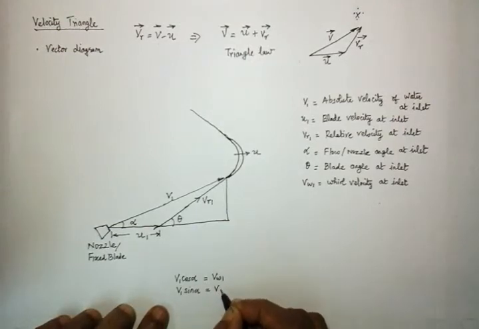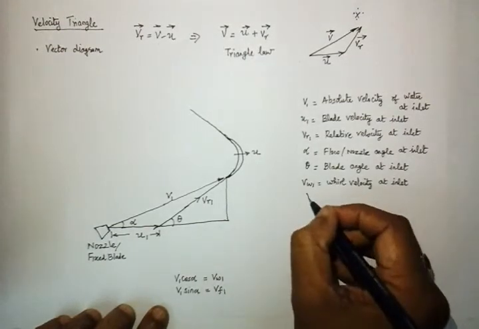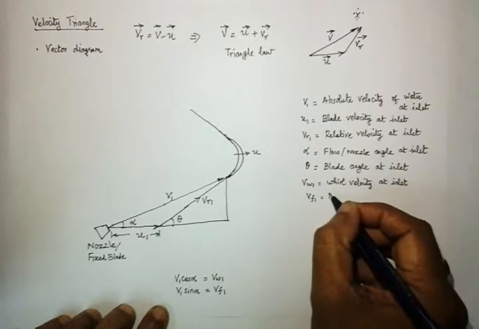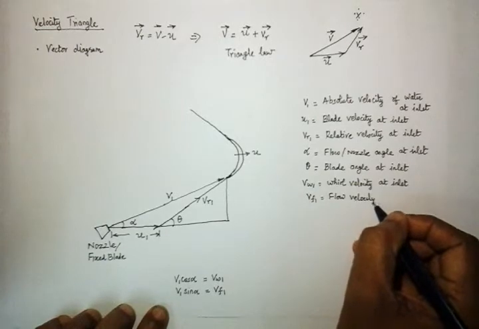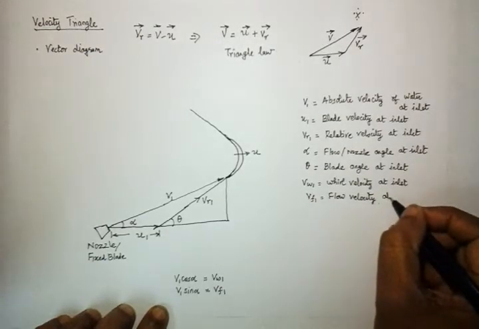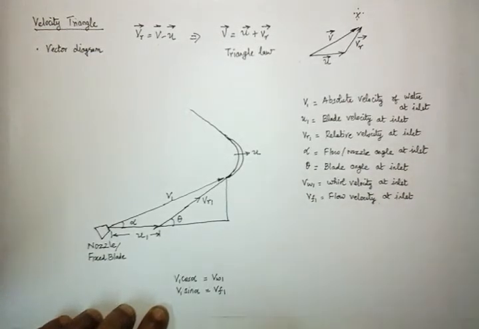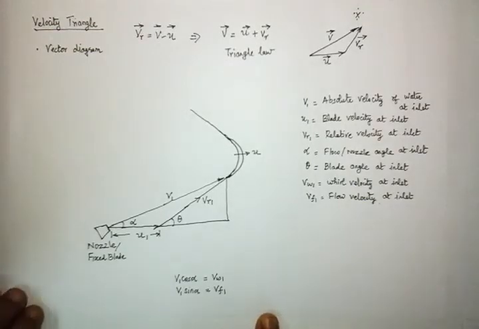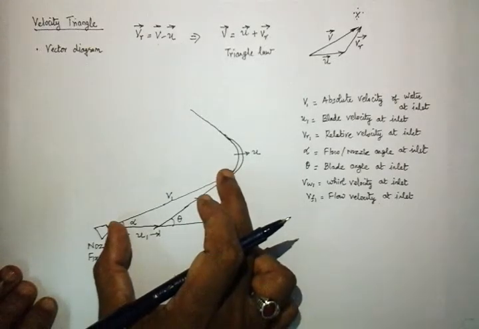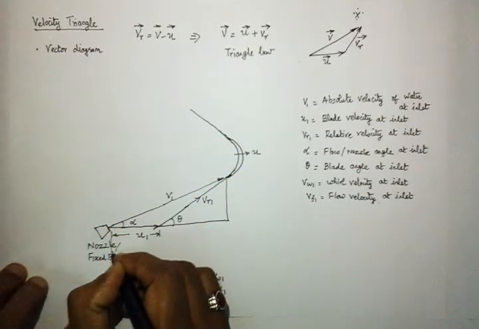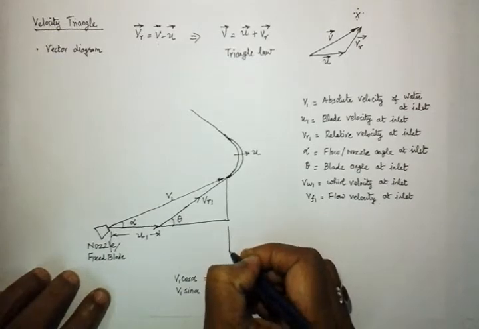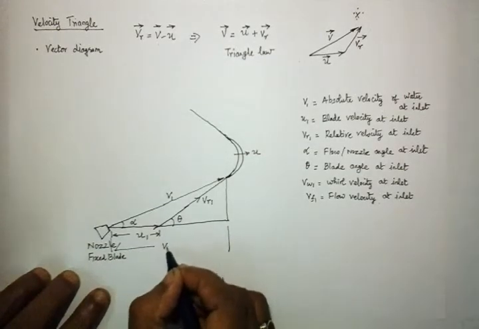Similarly, V1 sin alpha is Vf1. It is the flow component of velocity, or simply the flow velocity at inlet. So where do we represent these two components in the velocity triangle? So this is v1, and the component of this velocity vector in the direction of the blade, starting from here up to this point, is Vw1.